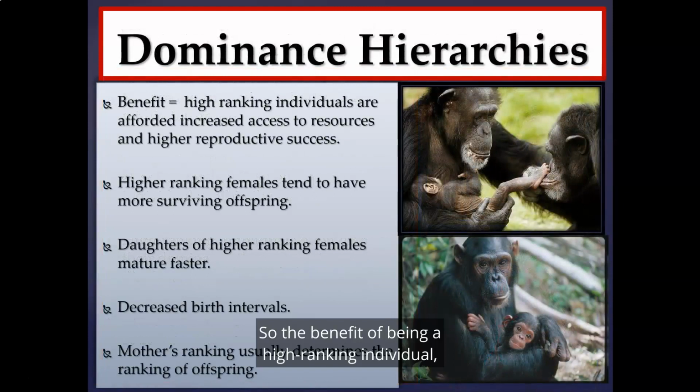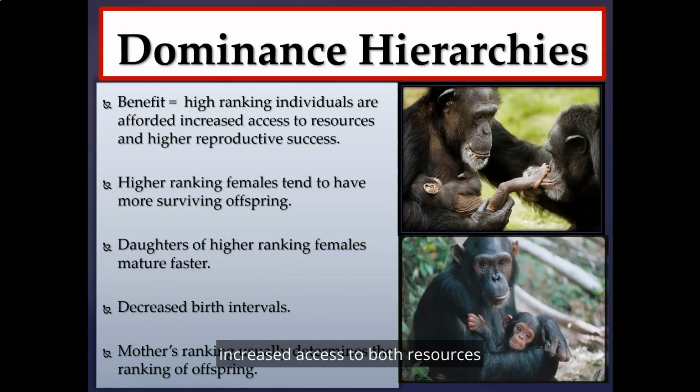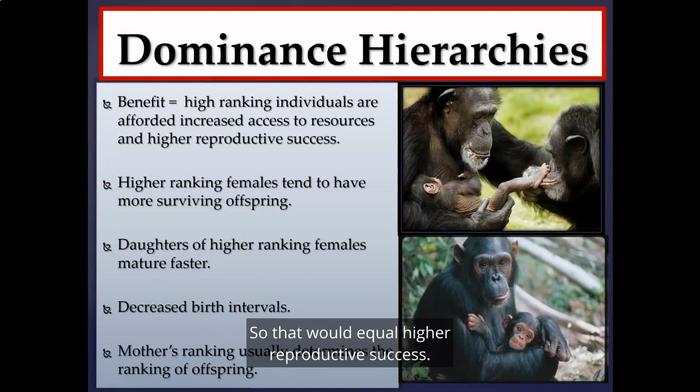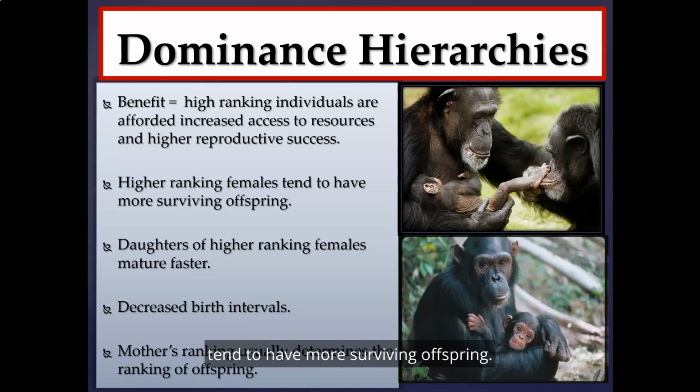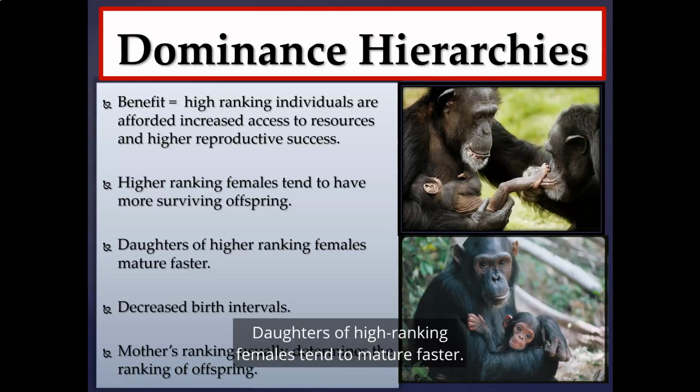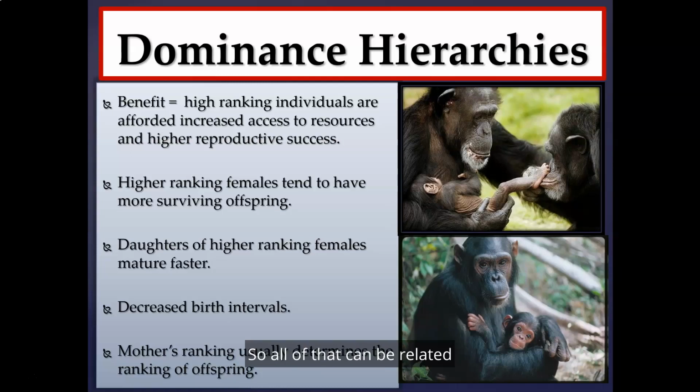So the benefit of being a high-ranking individual, a high-ranking primate, is that high-ranking individuals are often afforded increased access to both resources and increased access to mates. So that would equal higher reproductive success. High-ranking females tend to have more surviving offspring. Daughters of high-ranking females tend to mature faster. High-ranking females tend to have decreased birth intervals. So all of that can be related to increased access to resources.